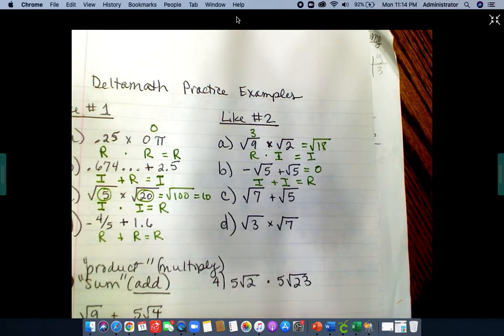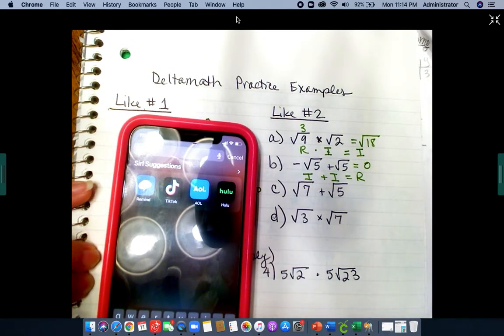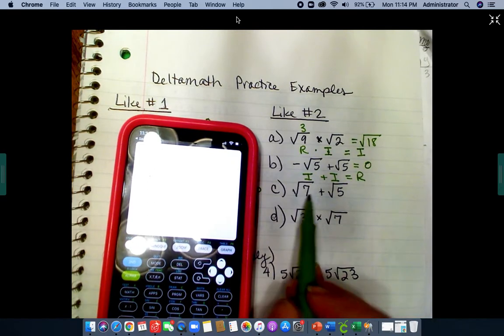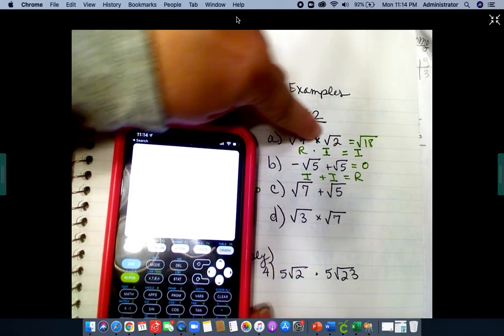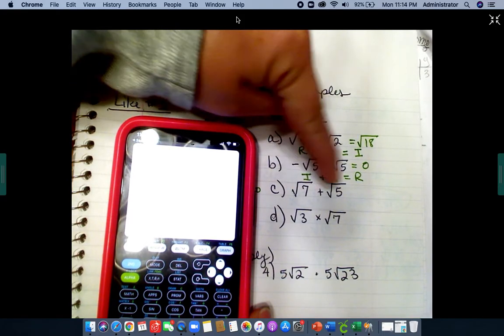Now for C, the square root of 7 plus the square root of 5. Let me tell you something that students like to do, but it's not correct. Some students will go, oh, well, if I can multiply the square root of 9 times the square root of 2 and get the square root of 18, then does adding mean I add 7 and 5?